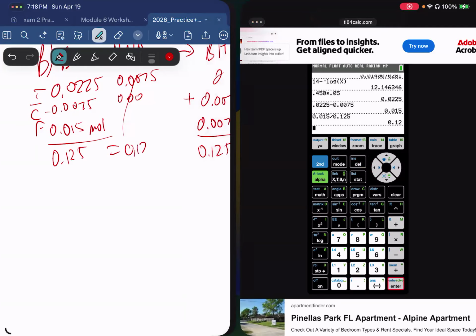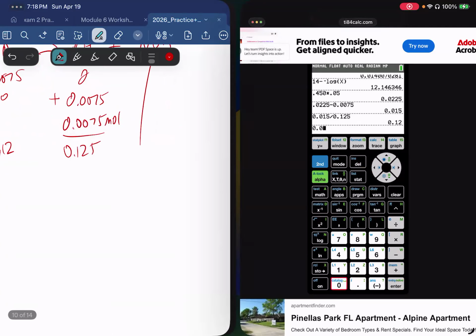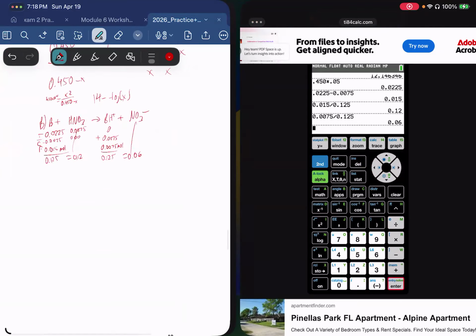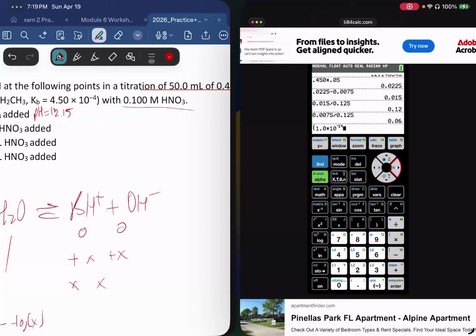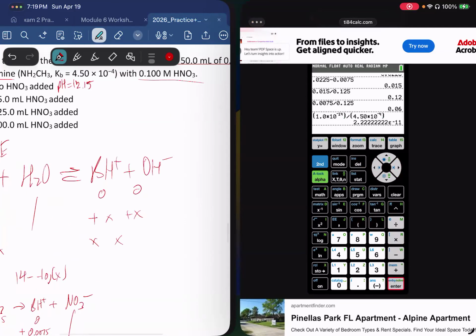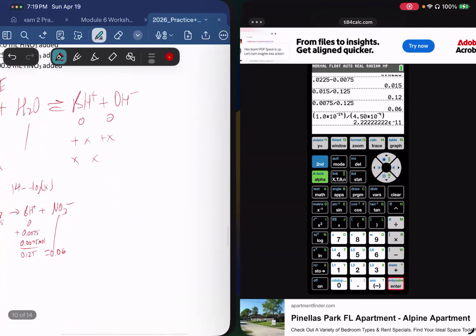That's equal to 0.12. This is equal to 0.0075 divided by 0.125. That's equal to 0.06. So base over acid. And we have to figure out the Ka, right? So we do 1.0 times 10 to the negative 14, divided by 4.50 times 10 to the negative 4. And this is giving you this value. So we can plug this in, right?